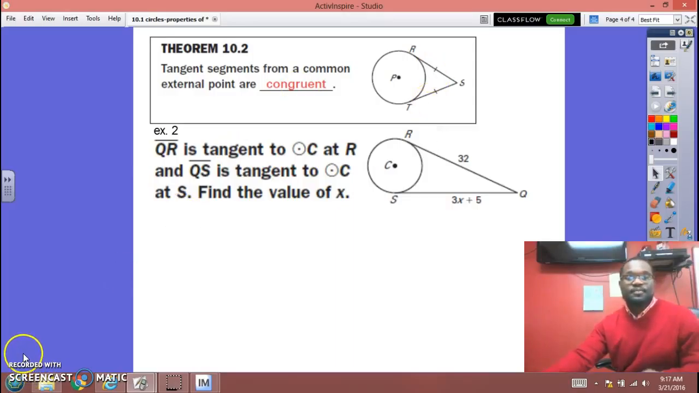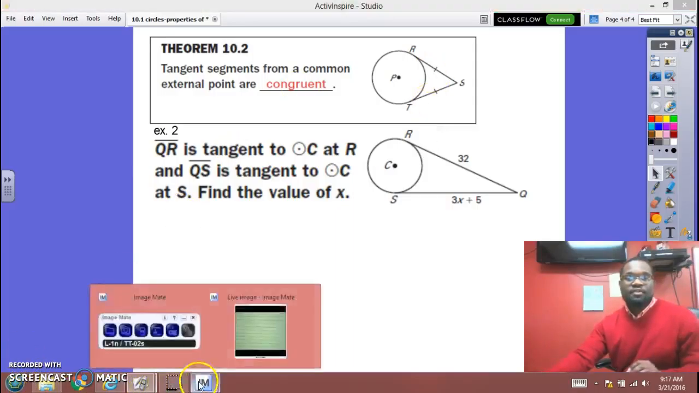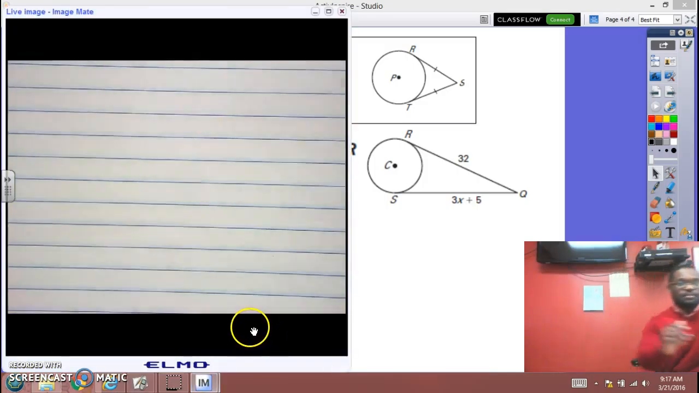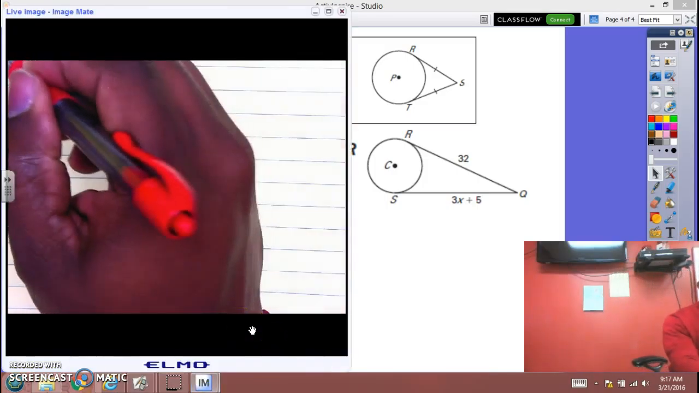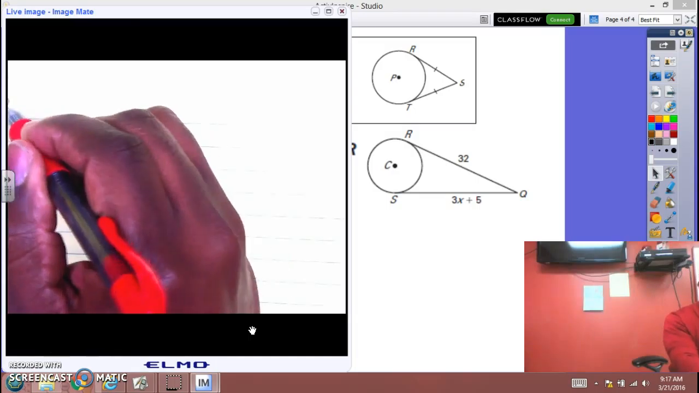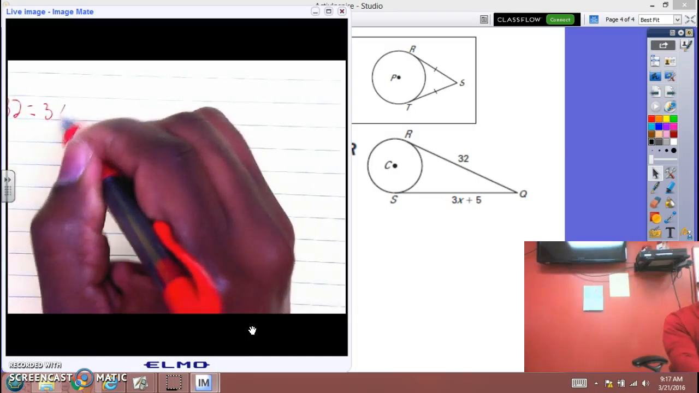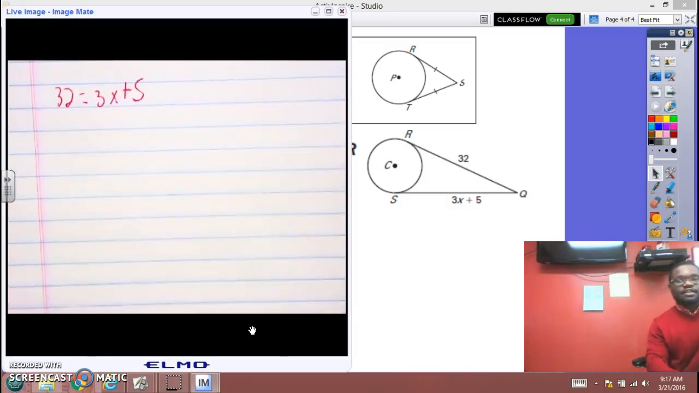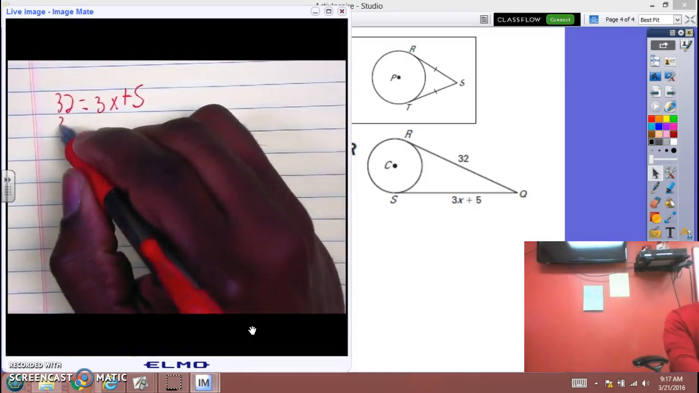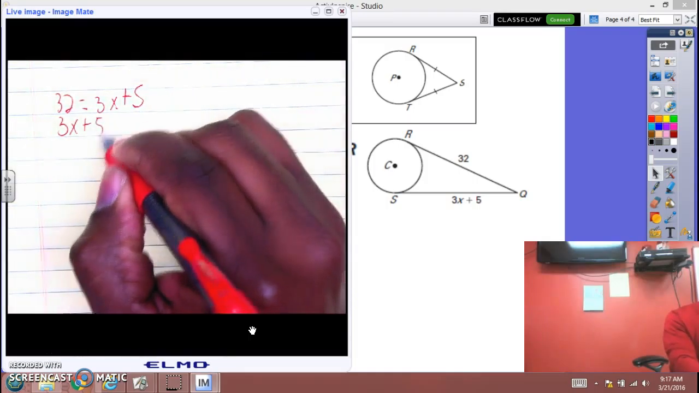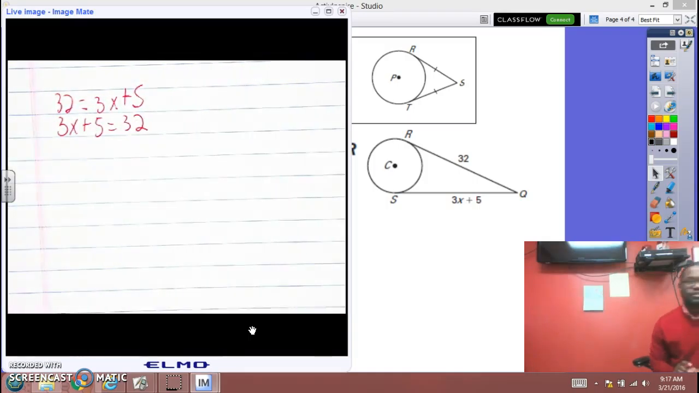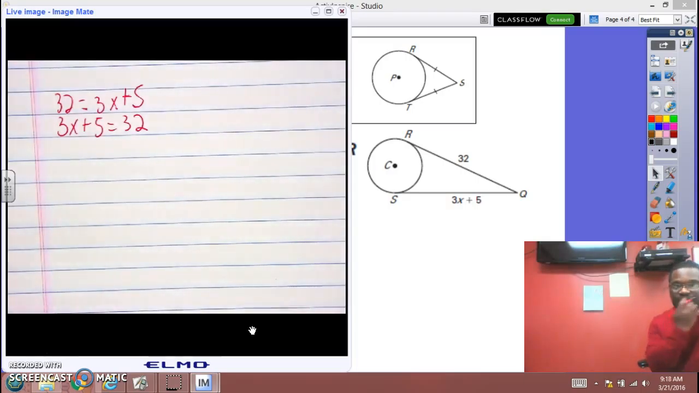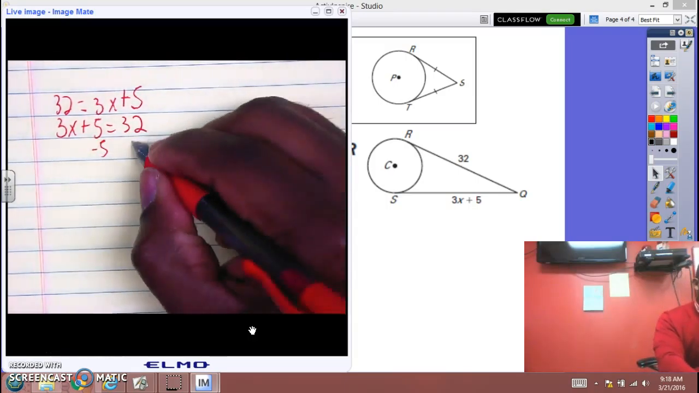So what does that mean? That means that what you have to do is go back to your paper and you say 32 equals 3x plus 5. Is it wrong if I said 3x plus 5 equals 32? Is that wrong? Nope, it's not, because it's the same thing just flipped around. Anyway, find the value of x means to do what? That's right, we are to solve.